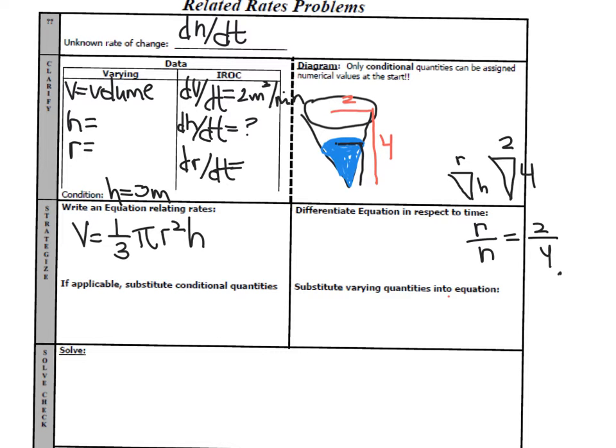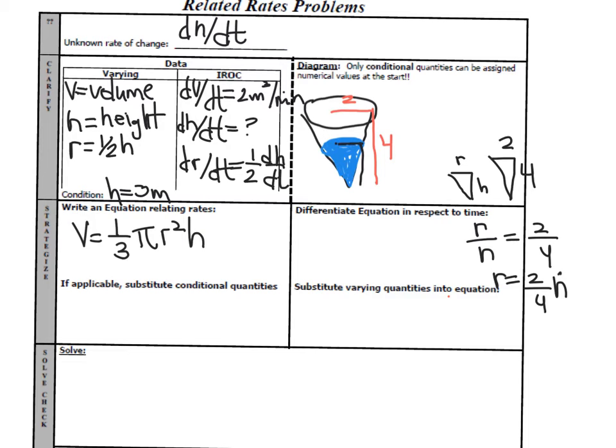Since I am solving for the change in height over time, I want to write radius in terms of height. So I want to solve for radius. Therefore, radius will be 2/4 height, or 1/2 height. So over here, the radius will be 1/2 the height. But now we can take the derivative of that. The derivative of radius with respect to time is 1/2 dh/dt, and our height is our unknown.